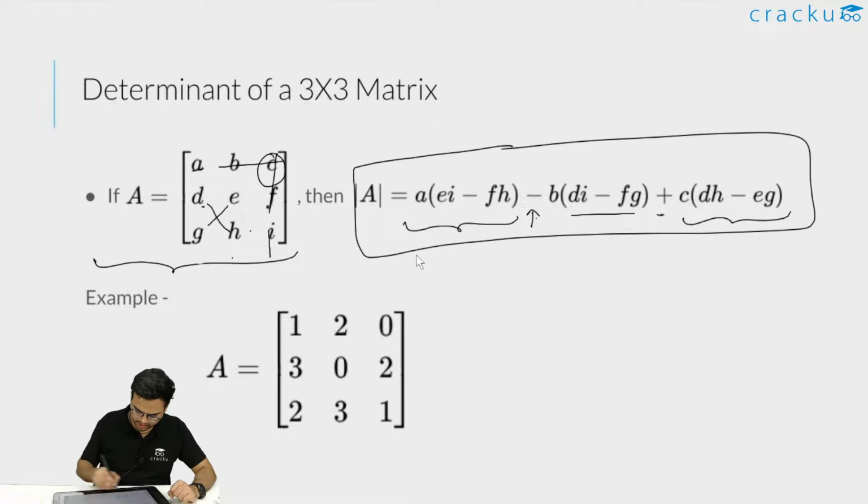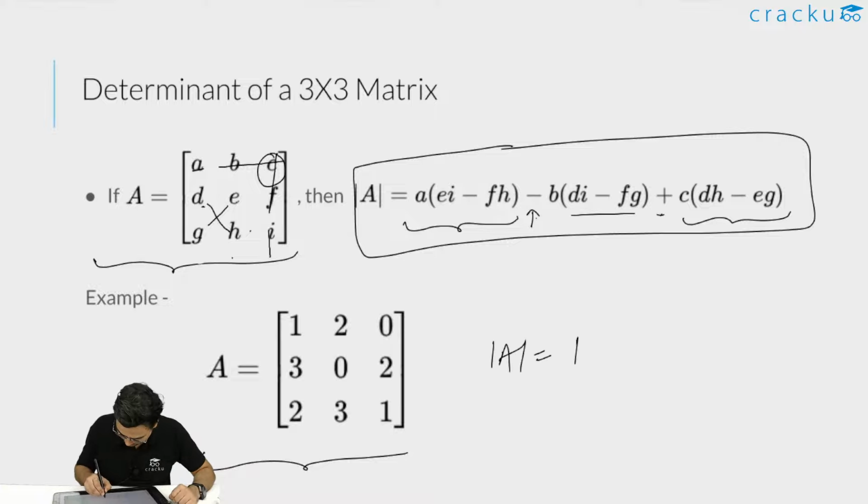I have already calculated the determinant of A in the previous slide. I will calculate it once again. So determinant of A will be what? This is 1 into, we will remove this row and this column. This is 0 into 1 minus 3 into 2. So 1 into 0 minus 6.